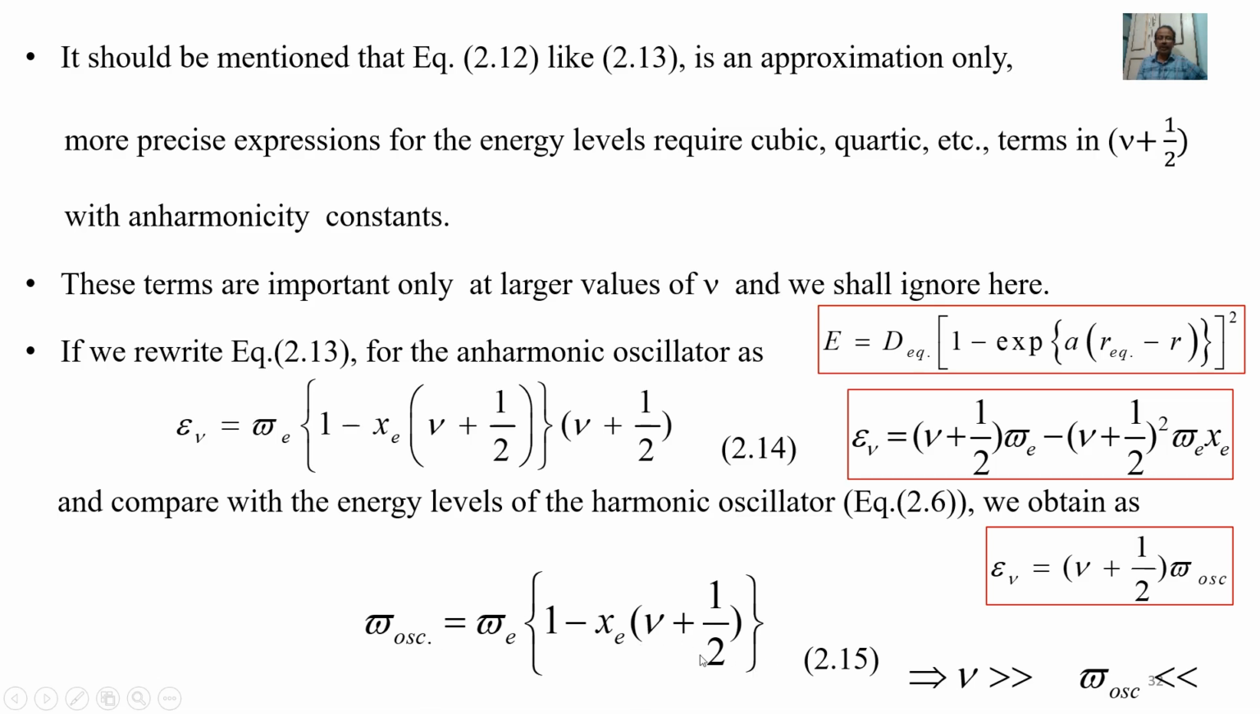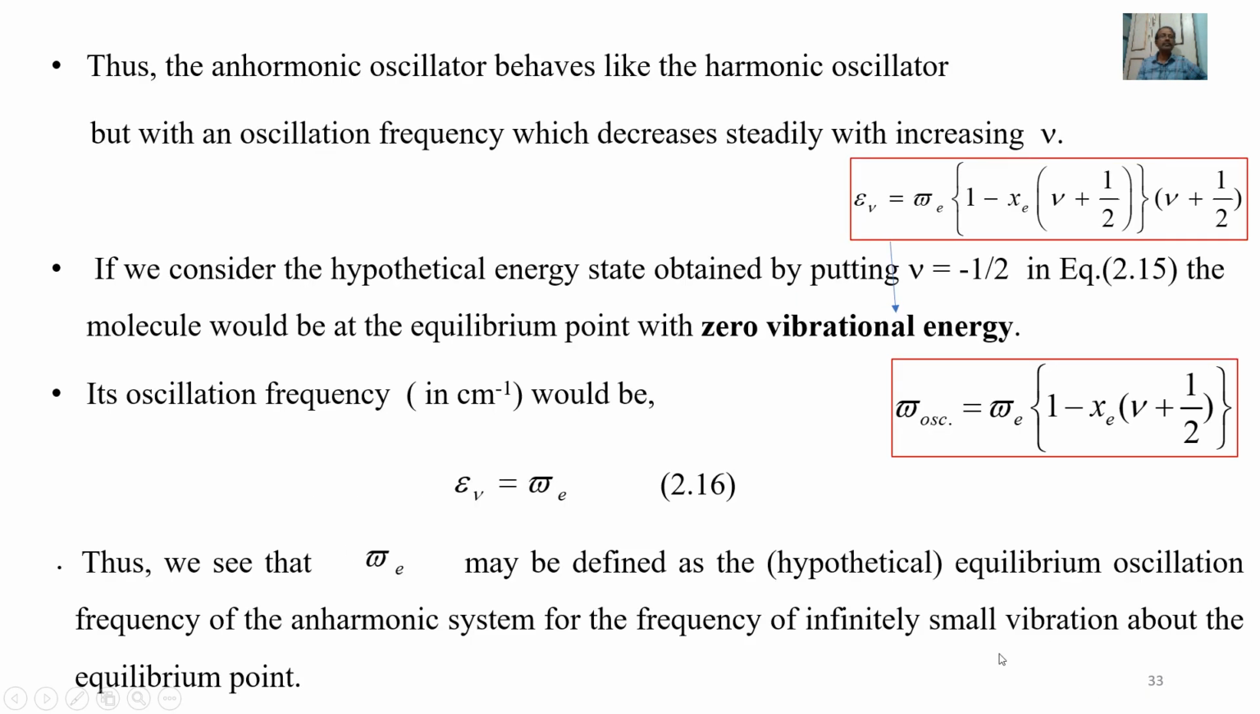And here, as nu increases, omega bar oscillator decreases. Thus, the anharmonic oscillator behaves like a harmonic oscillator, but with an oscillation frequency which decreases steadily with increasing nu. So this energy, which is a wave number, is equal to omega bar E times 1 minus xe times nu plus 1 by 2, times nu plus 1 by 2.